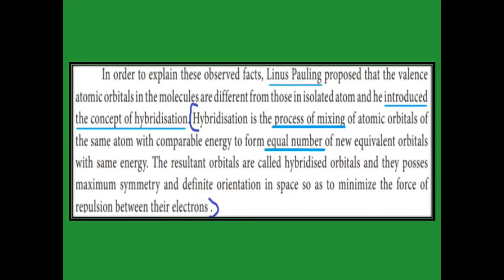This hybridization concept was developed by Linus Pauling. He said that the valence atomic orbitals in a molecule are different from those of an isolated atom. The isolated atom has its valence atomic orbitals, but it is totally different when they form the molecule.